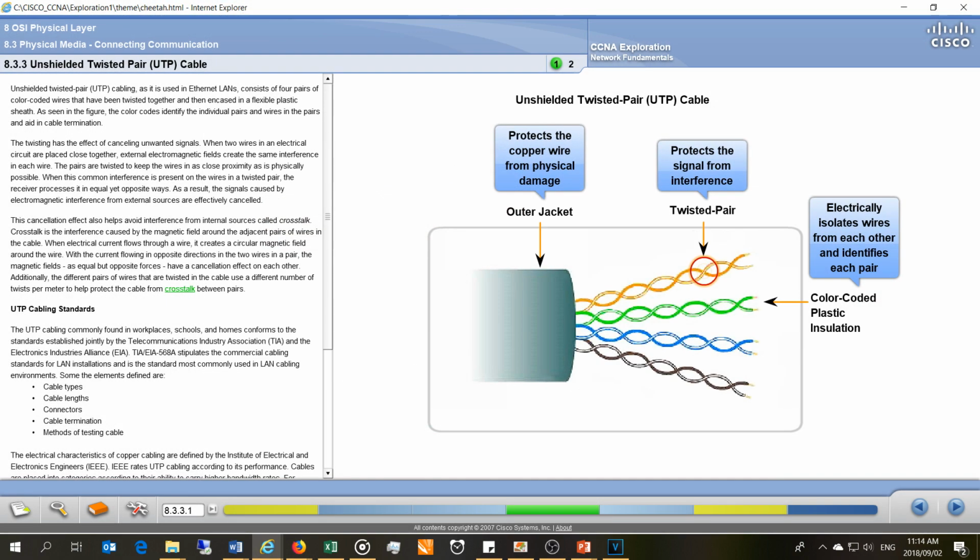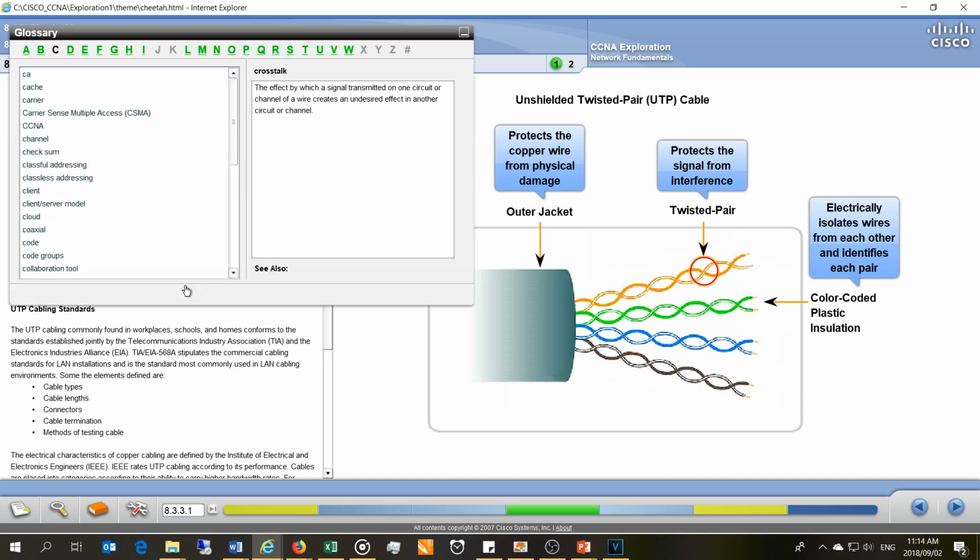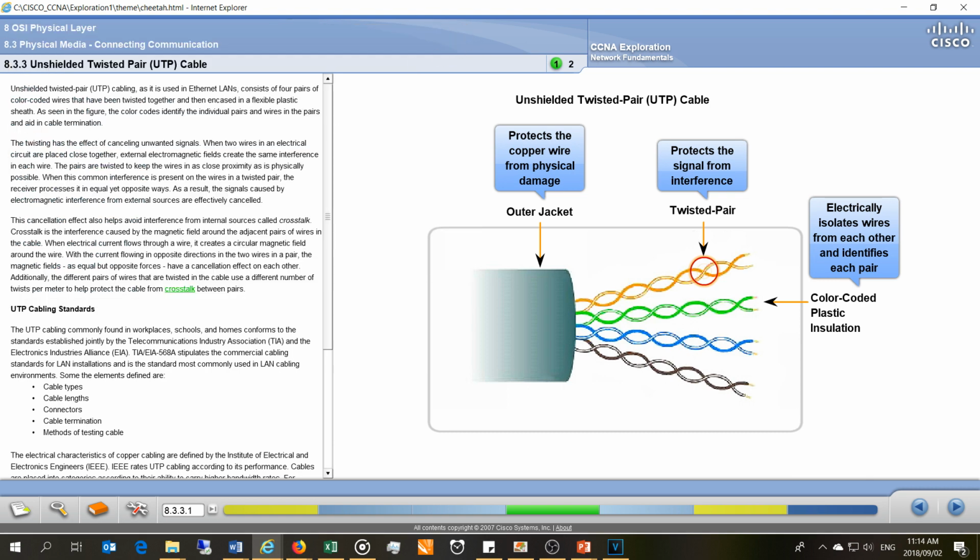Now, one of the reasons why the cable is twisted is because of something called crosstalk. Now, we twist these pairs to reduce something called crosstalk, and here is the definition of crosstalk, which is the effect by which a signal transmitted on one circuit or channel of a wire creates an undesired effect in another circuit or channel. So crosstalk is a magnetic interference from wires within the same cable.